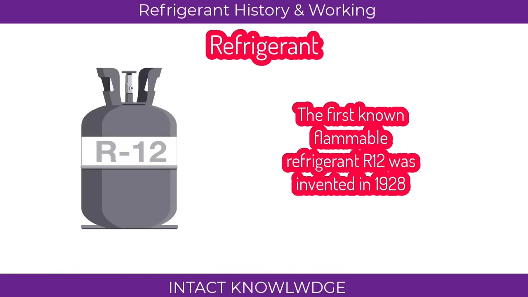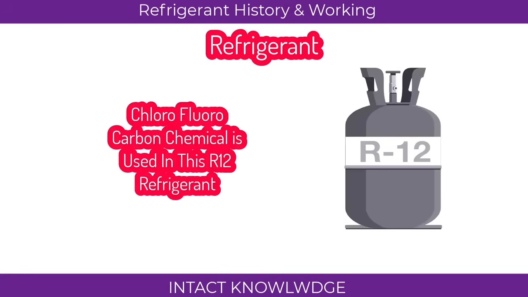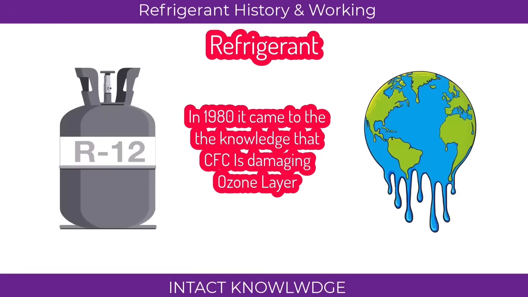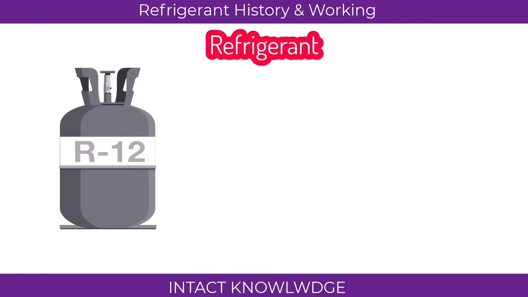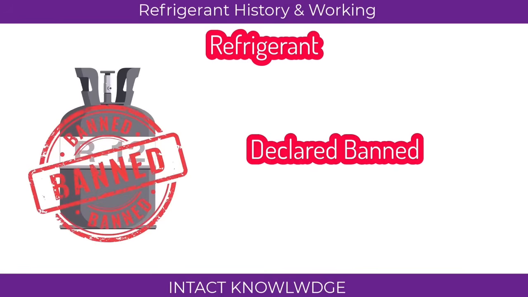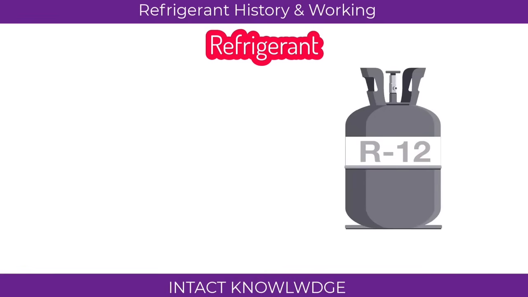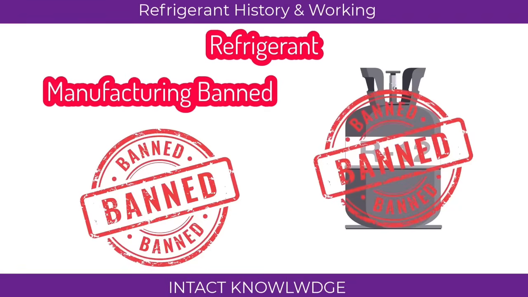Thus, the first non-flammable refrigerant, R12, was invented and used in 1928. Chlorofluorocarbon chemical is used in this R12 refrigerant. In 1980, it became known that this chlorofluorocarbon chemical is severely damaging the ozone layer. That is, when 1 kilogram of R12 refrigerant leaks, it causes the same damage as 10 tons of carbon dioxide. So, they banned the buying and selling of R12 refrigerant after that. Now, R12 refrigerant is not manufactured anywhere.